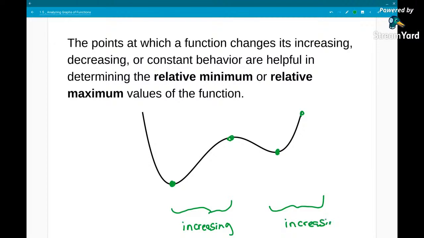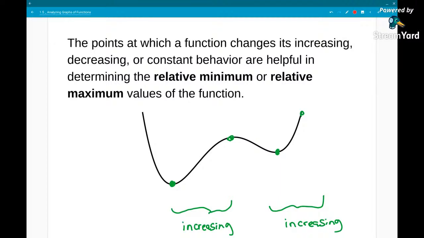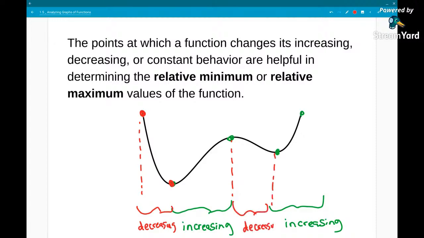By the same argument, when you read a graph from left to right, and if any 2 points on that interval can be connected with a quote-unquote downward line segment, then it's decreasing. So we can pretty much argue from here to here, we're decreasing. And again, from here to here, we're also decreasing. And that's a visual definition of what it means to be increasing and decreasing.